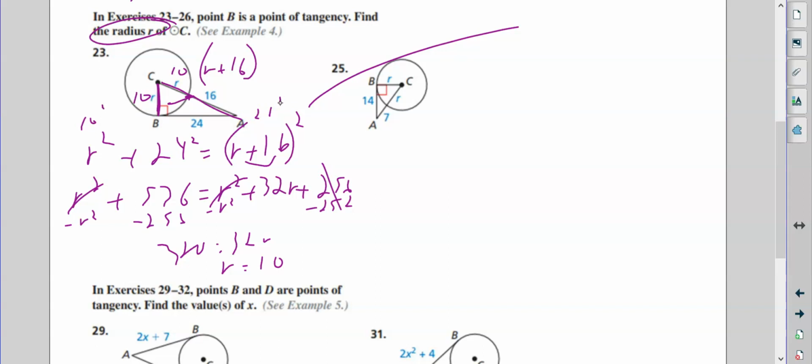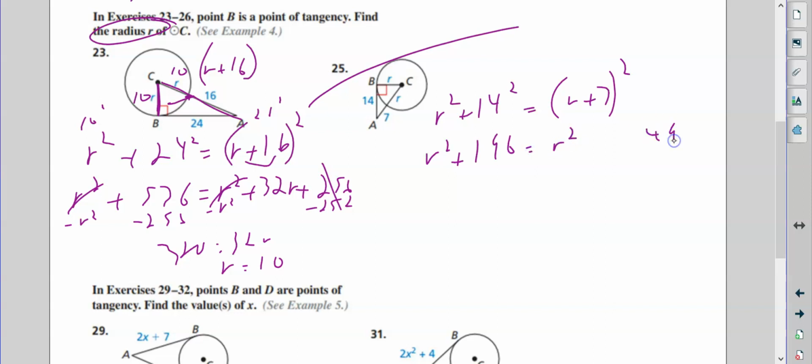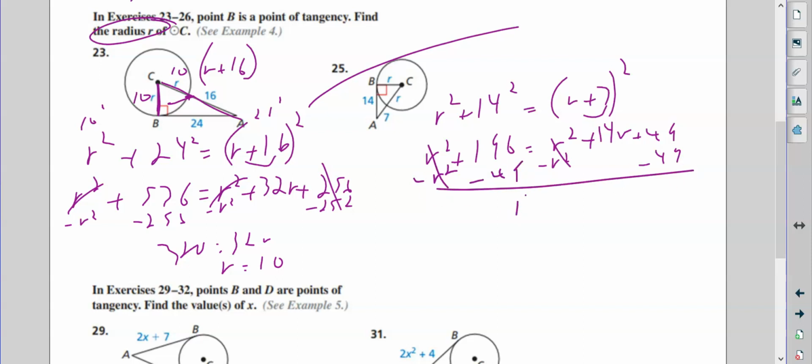Okay. Similar idea on 25. We have R squared plus 14 squared equals R plus 7 squared. So that's R squared plus 196 equals R squared, R 7 squared here, and then multiply and double, 14R. Again, the R squares just disappear when I do that. I want to minus 49. That gives me 147 equals 14R. And I divide by 14, and I find out that it is 10.5.